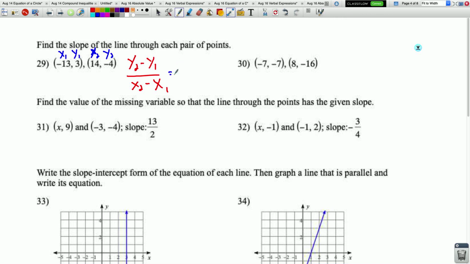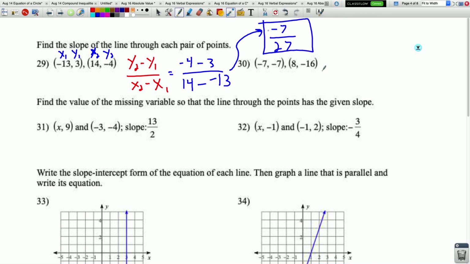So let's plug this all in. Negative 4 minus 3 over, and then x2 is 14, then the formula has a minus, then I look at what x1 is. x1 is a negative 13, so I get minus a negative. This is going to become a plus. And this here is going to become negative 7 over 27. That can't be simplified, so we'll just put a box around it.